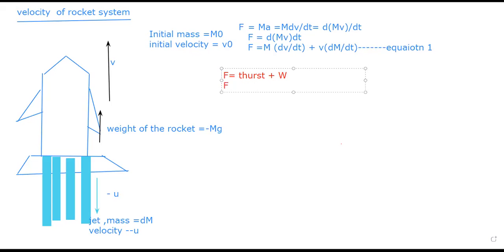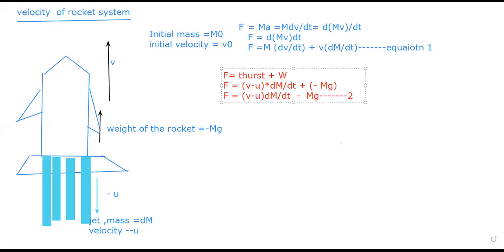So this is equal to the thrust applied on the system, which is V minus U, that is the relative velocity, multiplied by dm by dt. This is the thrust applied on the system, plus W. W is the mg value, but we consider it as a negative value because the rocket is moving upward. So F equals V minus U times dm by dt, and then minus mg. I will note this down as equation 2.